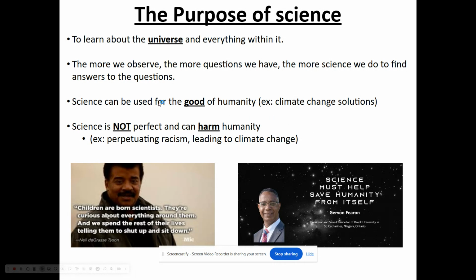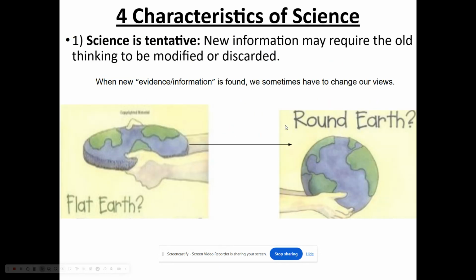So although science can do a lot of good, it can also do a lot of harm if not done properly, and if not analyzed ethically to see that we're doing good rather than doing harm. So keep that in mind. Science is not immune to biases because it's done by humans. So what are the main characteristics of science? There's 4 main characteristics that we'll discuss.